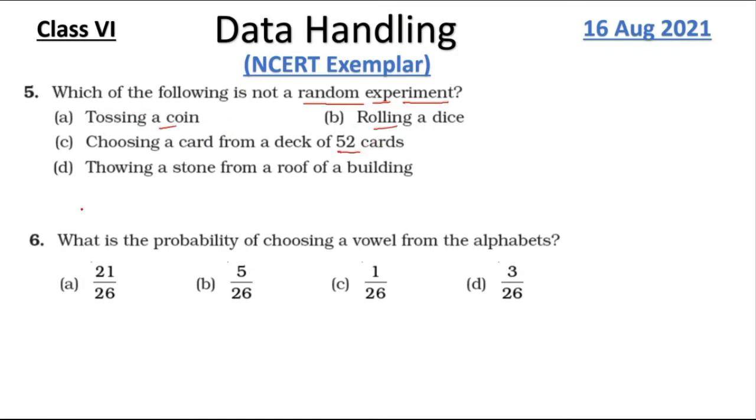These three are random. Let's look at the fourth option here. Tossing a stone from a roof of a building. This particular experiment, we cannot have any outcomes. It doesn't have any idea about the output of these experiments. So in this particular case, we cannot say whether it will fall on the ground. We cannot say about its outcome. So this particular experiment is not a random experiment.